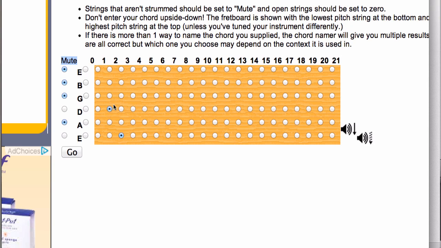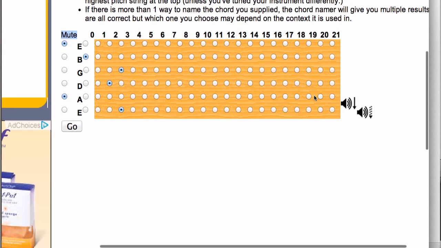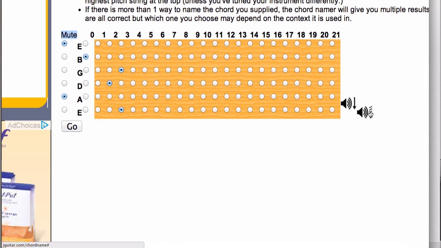3, nothing, 2, 3. Now we need a 0, not a mute. So 0, nothing. It's kind of cool. This is sort of quiet, but you can even hear the chord. It's so quiet. I'm going to turn this up. You probably can't hear that, but definitely sounds like the beginning of this Weezer song.